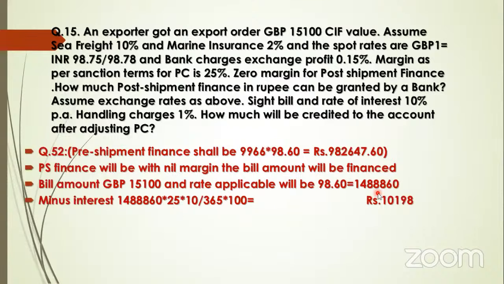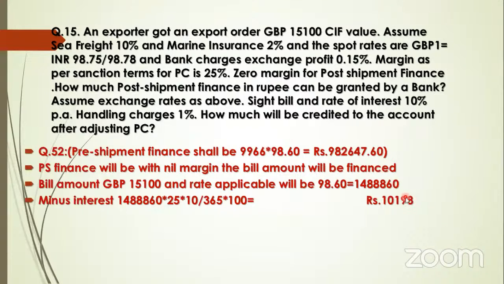So, 14,88,860 into 25 days into 10%. What is the 10%? The rate of interest. Divided by 365? Because you have put the number of days, you have to divide by 365, into 100. This is a simple interest. So that interest will be 10,198.